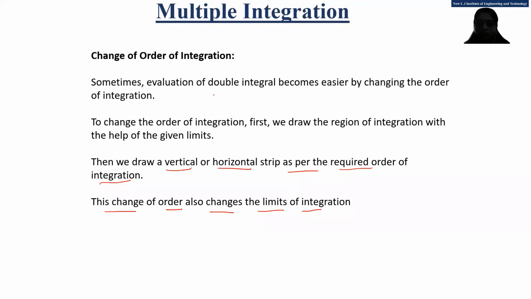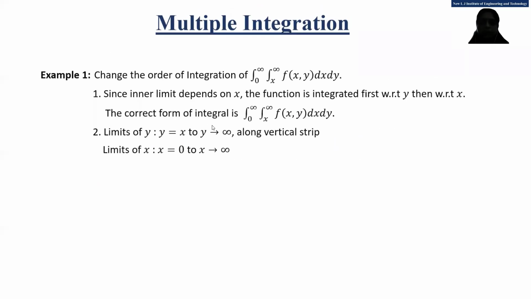Again, I repeat, sometimes the evaluation of double integrals becomes easier by changing the order of integration. First, to change the order of integration, we draw the region of integration with the help of the given limits. Means first we have to draw the region, right? Then we draw a vertical or horizontal strip as per our required order of integration. And then we have to change that strip as per the limits of the integration. For a better understanding of this statement, let's start an example.